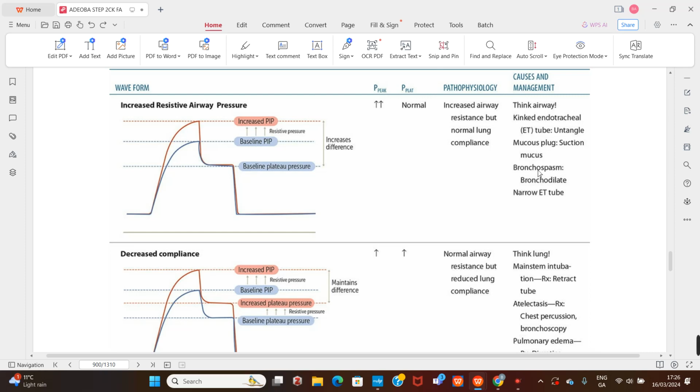Mucus plugging is a cause. Bronchospasm is a cause. A narrow endotracheal tube is a cause.